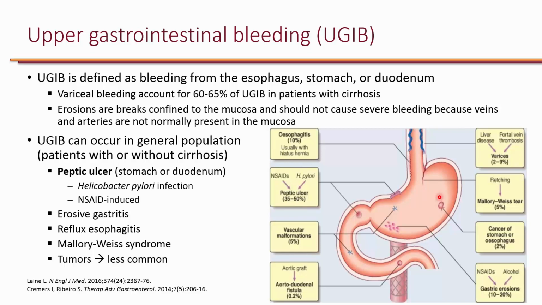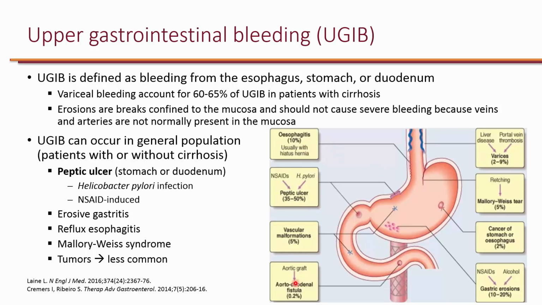Now, erosions are breaks confined to the mucosa and should not cause severe bleeding because veins and arteries are not normally present in the mucosa. So while variceal bleeding can happen in cirrhotic patients, upper GI bleeding can happen in anybody, whether they have cirrhosis or not. So in the general population, upper GI bleeding can happen, typically due to peptic ulcers.